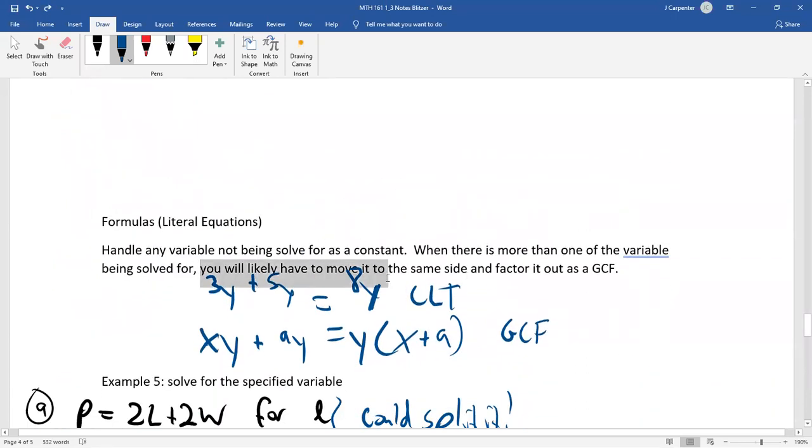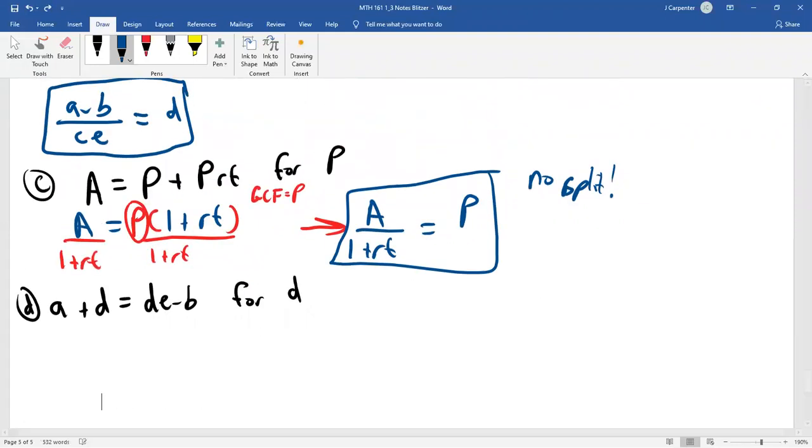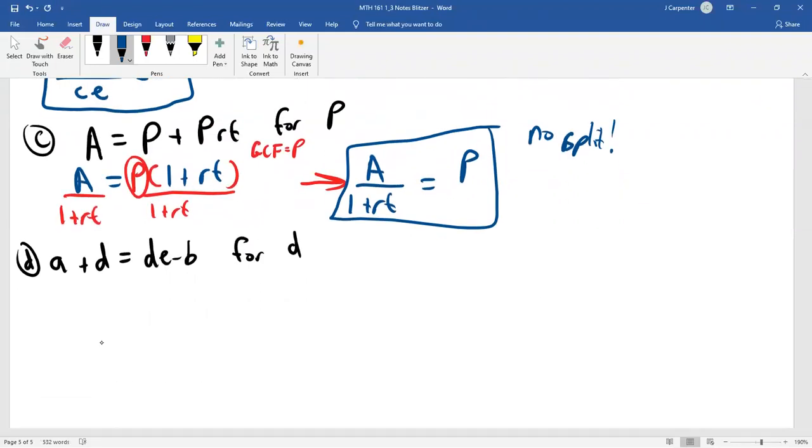So you will likely have to move it to the same side and factor it out as a GCF. So that's what we're going to do here. Does it matter if I move the terms with the D's to the left or to the right? Honestly, it does not matter. For a reason I am going to go with, and I'm not even going to explain, I'm going to move them to the right. So this is the way I'm going to do things.